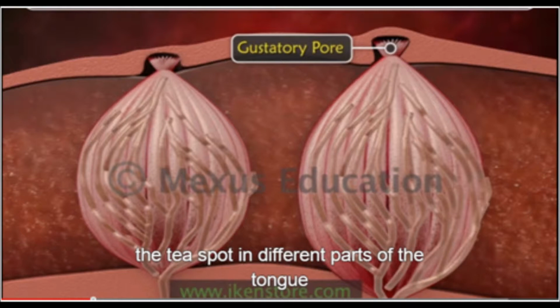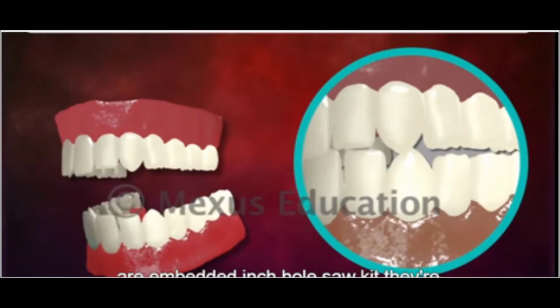The tongue helps in ingestion, chewing and swallowing of food. It also helps in cleaning of teeth, mixing of food and saliva, speech, etc.